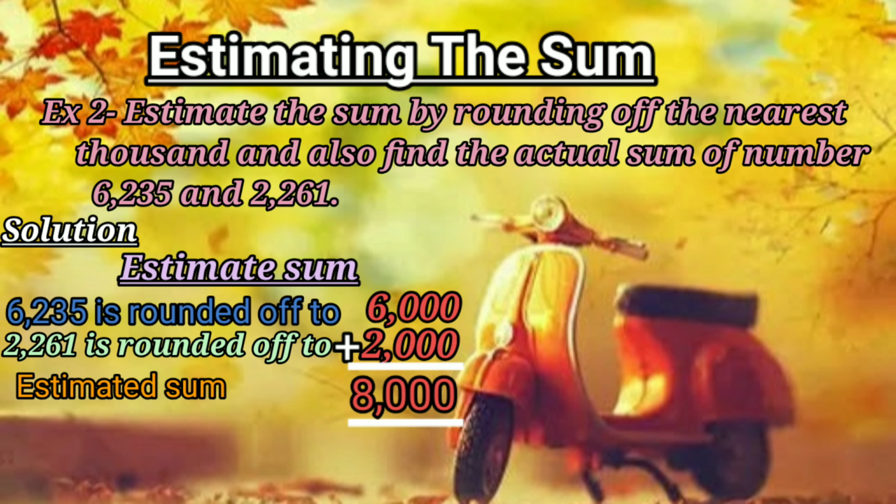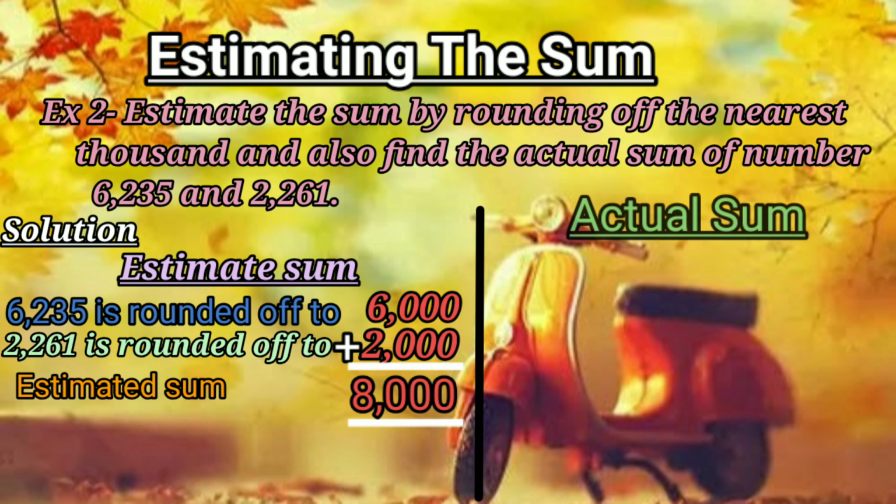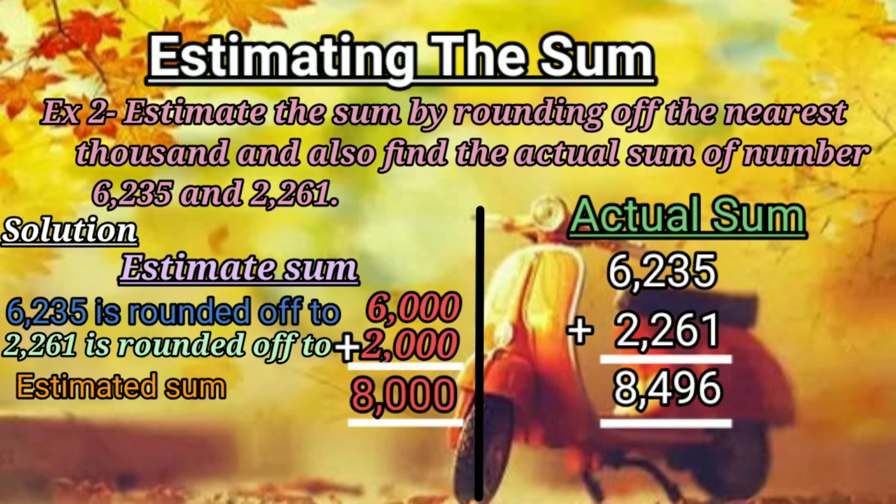Now, let us find the actual sum. So, 6235 plus 2261, which is equal to 8496.